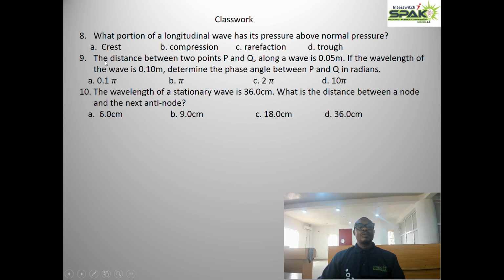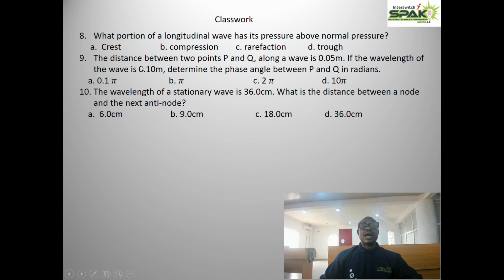Number 9, the distance between 2 points P and Q along a wave is 0.05 meter. If the wavelength of the wave is 0.10 meters, determine the phase angle between P and Q in radians. So the distance between 2 points P and Q along a wave is the distance traveled by the wave, which is 0.05. Then the wavelength is 0.1.